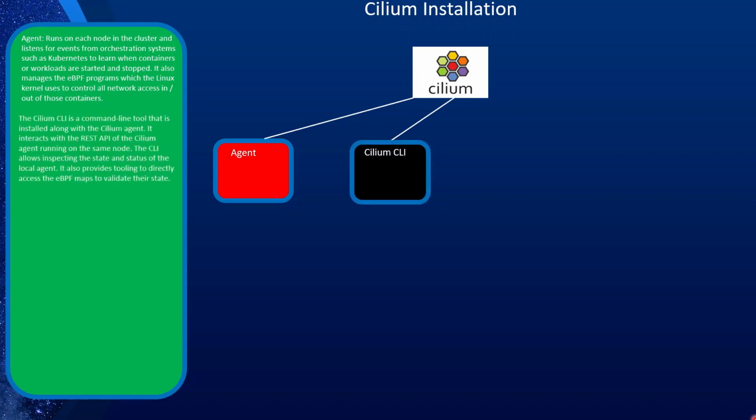We'll also install the Cilium client, and basically it's a command line that is installed along with the Cilium agent. It interacts with the REST API of the Cilium agent running on the same node. The CLI allows inspecting the state and status of the local agent. It also provides tooling to directly access the eBPF maps to validate their state.